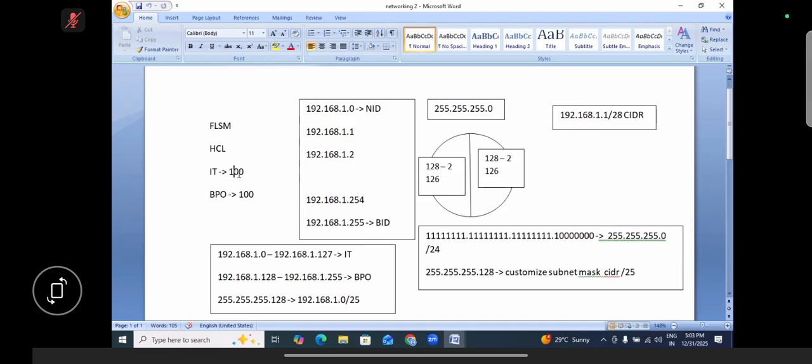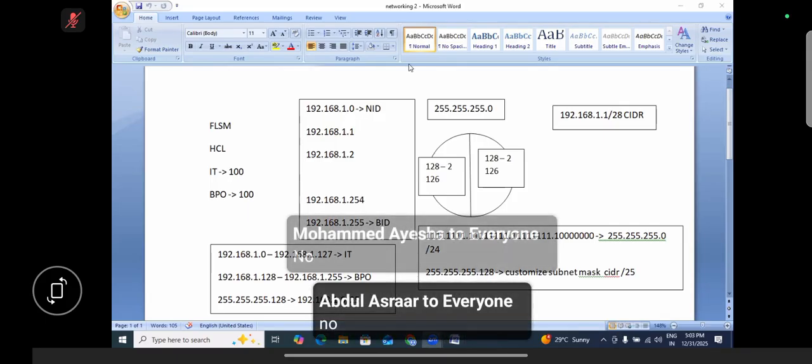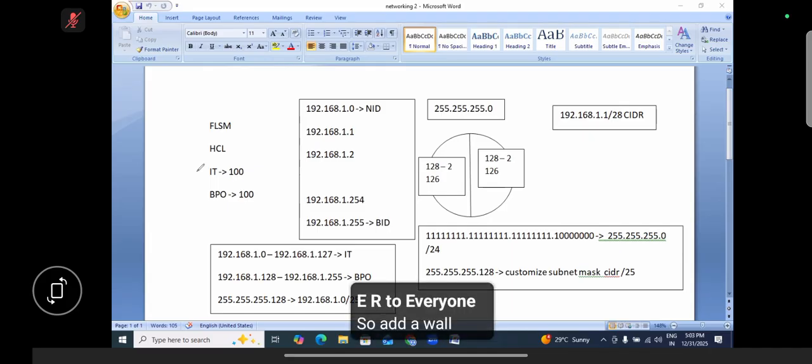So now we need to avoid the communication between those both departments, right? Yes, no? IT should not communicate with BPO, and BPO should not communicate with IT. Then how do we avoid it? Yes, guys.